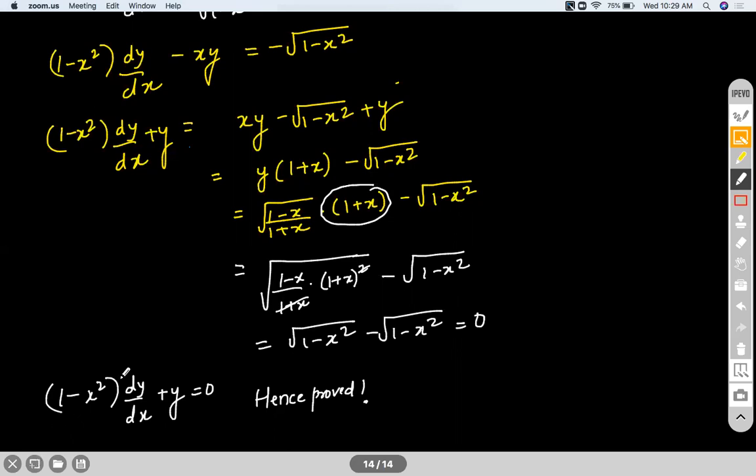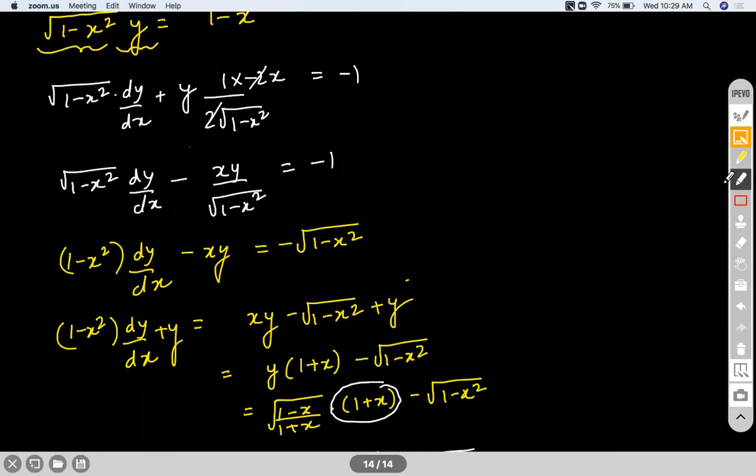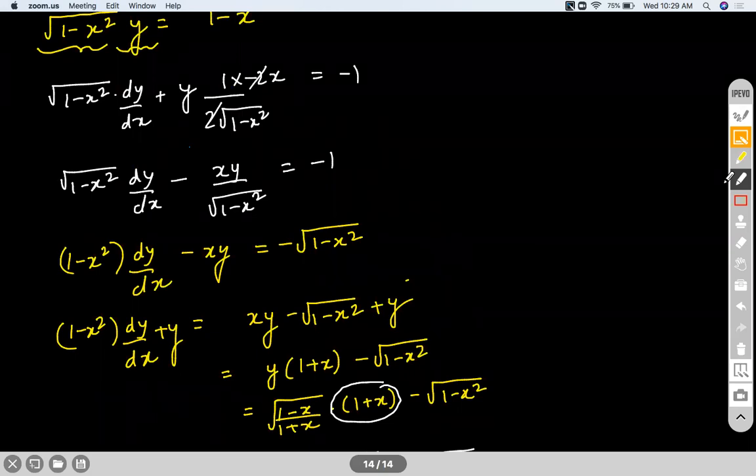See, my target was to create that 1 minus x square dy by dx somehow.